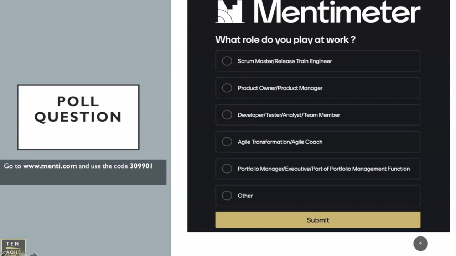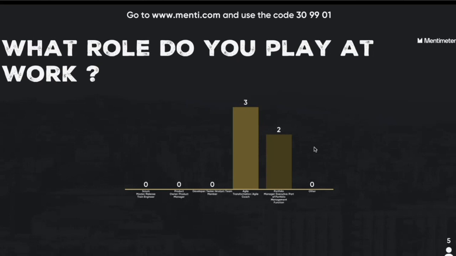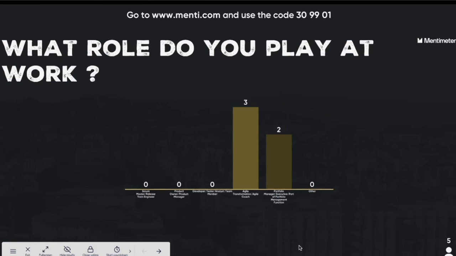Now, before we start, I would like to know my audience. What role do you play at work? We'll do a small poll. For that, please go to www.menti.com and use this code. We will have 1 minute to poll. Just answer, what role do you play at work? Okay, so your time starts now. The code is 309901, menti.com. We have quite a lot of audience who are Agile Transformation Coaches and Agile Coaches, and a few portfolio managers as well. So we have a lot of people who already have an understanding of SAFe and Agile transformation and Agile at the portfolio level, which is great. And if you have any questions, please feel free to post them in the chat.